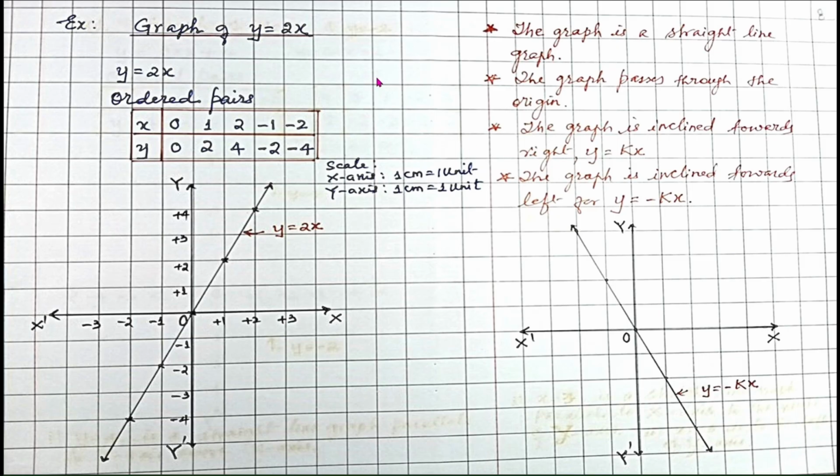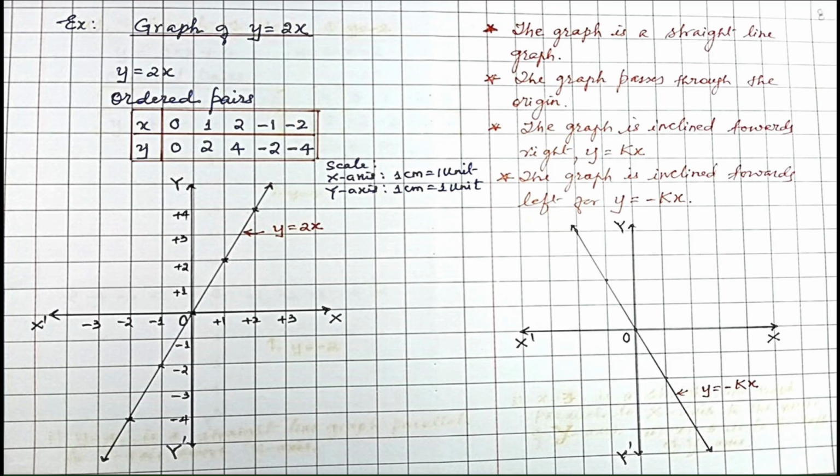So please remember, any graph of the form y is equal to kx is a straight line graph which passes through the origin. And again, it's very important to understand here, if the coefficient is positive, the graph will be inclined towards the right. But if the same graph has a negative value, then it will be inclined towards the left. That's why I have concluded here: the graph is a straight line graph. The graph passes through the origin. The graph is inclined towards the right if y is equal to kx, and the graph is inclined towards the left if y is equal to minus kx.